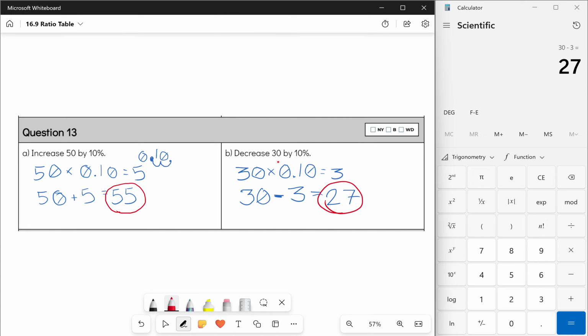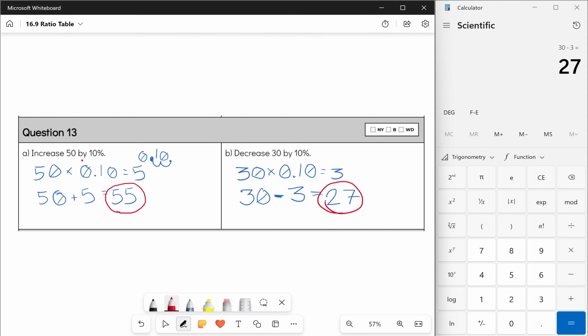So, to sum this up once and for all, when we are increasing or decreasing a base number by a percent, we can't just minus that percent right away because we need to know what is the percent of that base number. So we found what was 10% of the base number by multiplying the base number by the decimal version of the percent. 50 times 0.10 equals 5, or 30 times 0.10 equals 3. And then we use that to either add if we were increasing or subtract if we were decreasing.